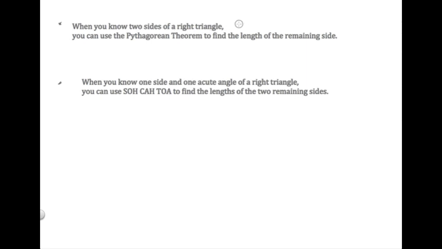You might want to pause the video and ask yourself, what do you think? If you know two sides, is that enough to figure out one of the angles? Well, we haven't covered that technique yet, but yes. If you know two sides, you can find not just the remaining side, but also the remaining angles. And that's what we're going to cover in the next video in this series. That's also another important technique that you'll need in your physics course.